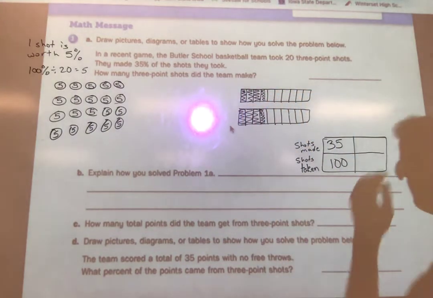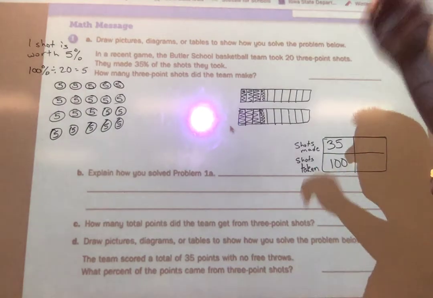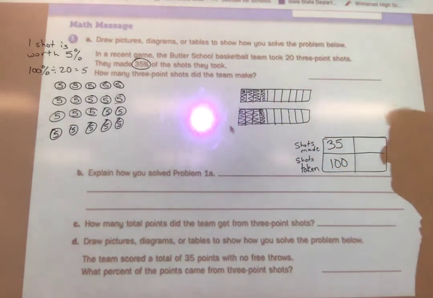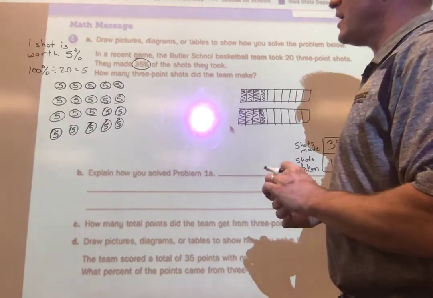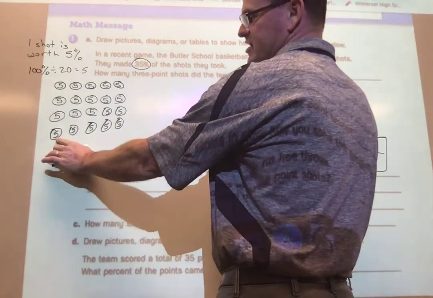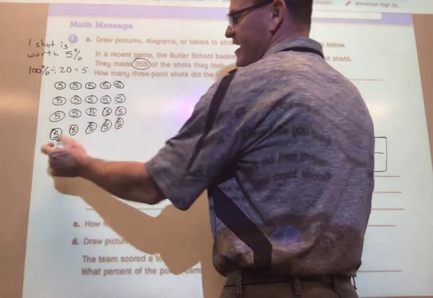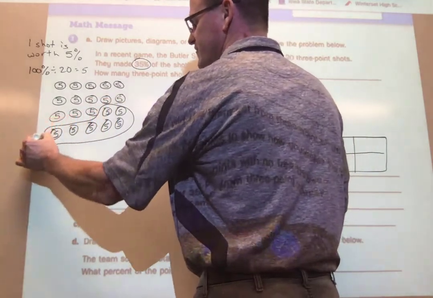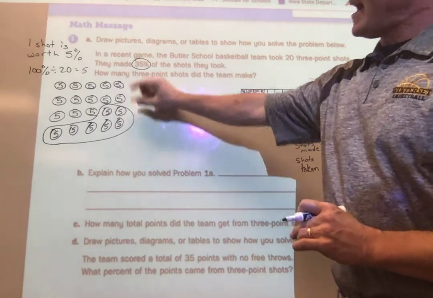So my job is to figure out how many 3-point shots did they make. Well, they tell me that 35%. They made 35% of the shots they took out of those 20. Okay, so I need to get this to add up to 35%. So they make this shot, that's 5%, 10, 15, 20, 25, 30, 35. So I can say they were shooting 35%. They would make these 7 out of these 20.